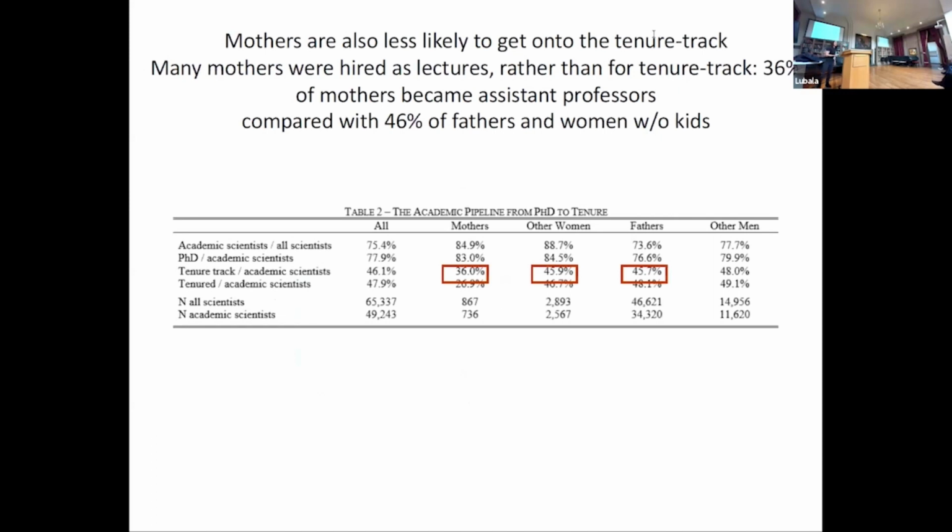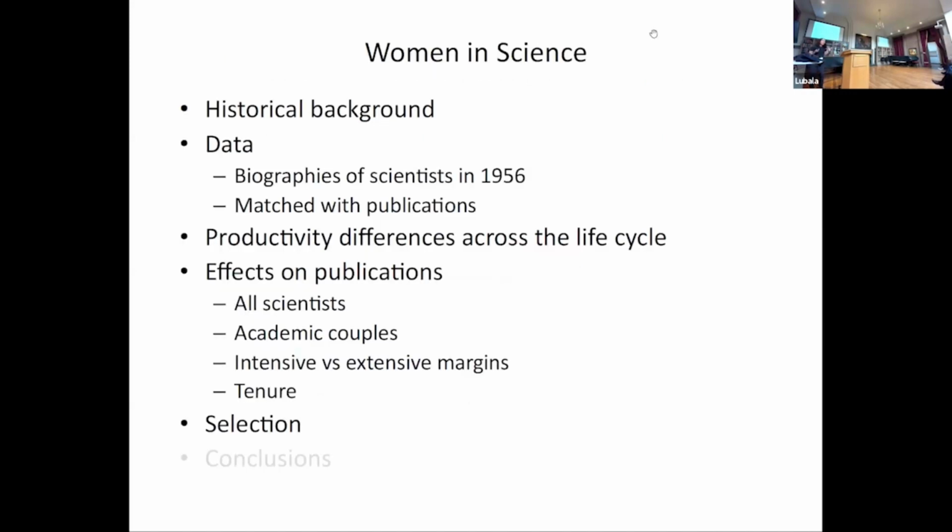Also, mothers are much less likely to enter the tenure track. So whatever I'm showing you already is conditional on getting mothers onto the tenure track. But mothers already face a barrier there, at least in our historical data. So why is there a selection? How are we going to look at selection?